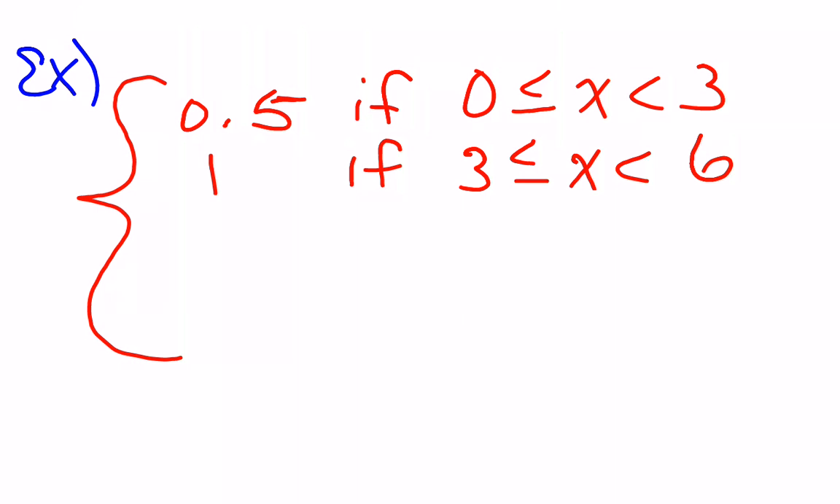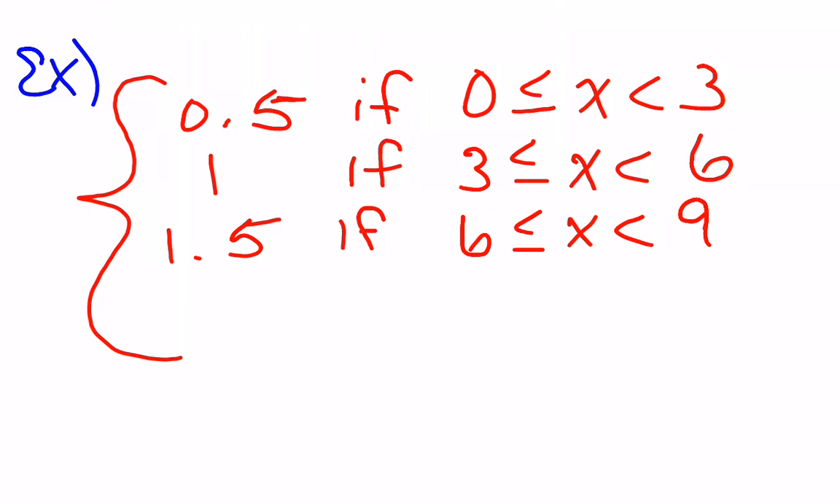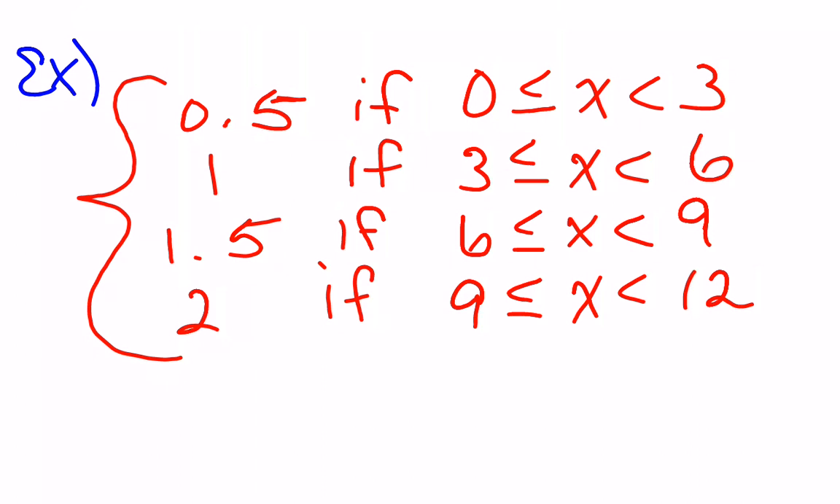What is the next step? Employees that have been with the company for at least 6 years, but less than 9, receive $1.50. So 1.5 if they've been with the company 6 years to the day, but less than 9. And then last but not least, it says employees that have been there at least 9 years, but less than 12 years receive a $2 increase. So they get a $2 increase if they've been with the company 9 years to the day, but less than 12.